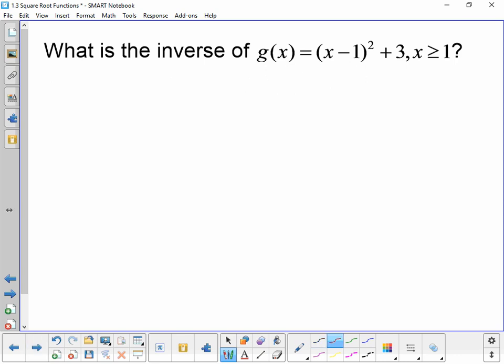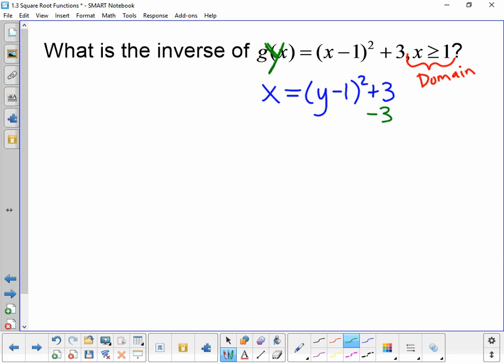So this time we have x minus 1 quantity squared plus 3. And this end part, remember, it's just a domain restriction. So it's not necessary for us to use that in the algebra here. So we're going to remember that g of x is the y value. And we're going to switch the x and the y so that we can find the inverse function. And now to get that inverse function into standard form, we just need to solve for y.